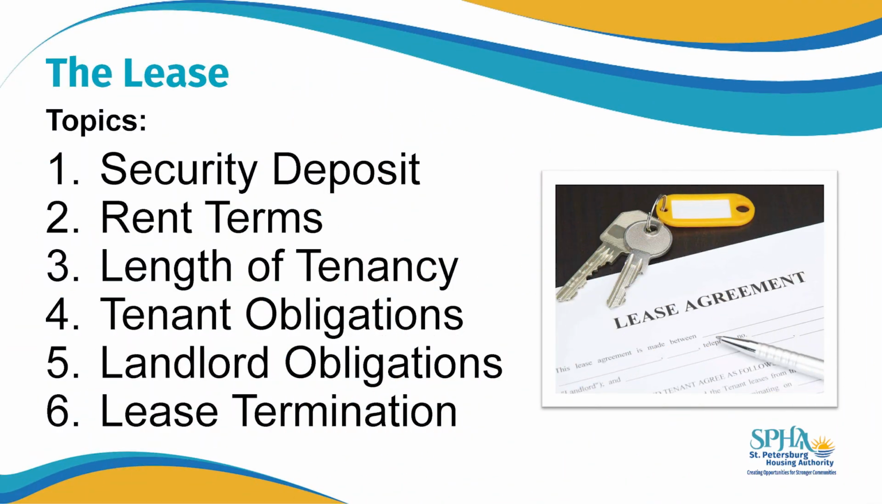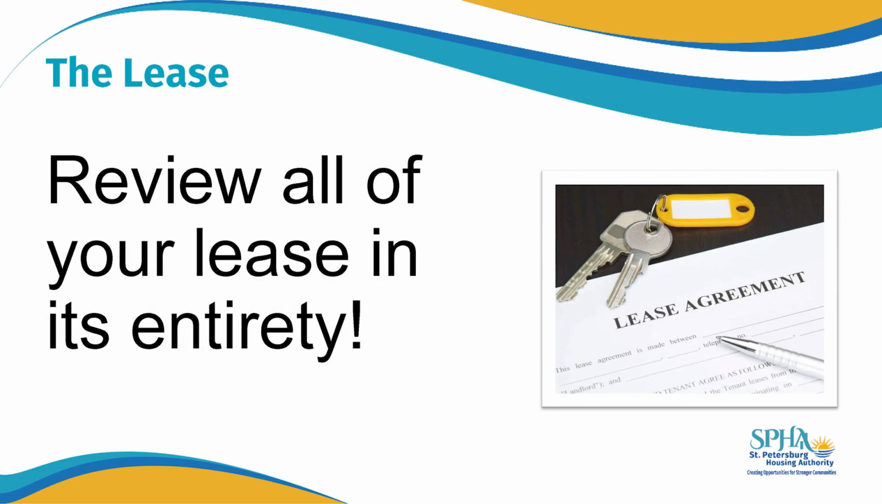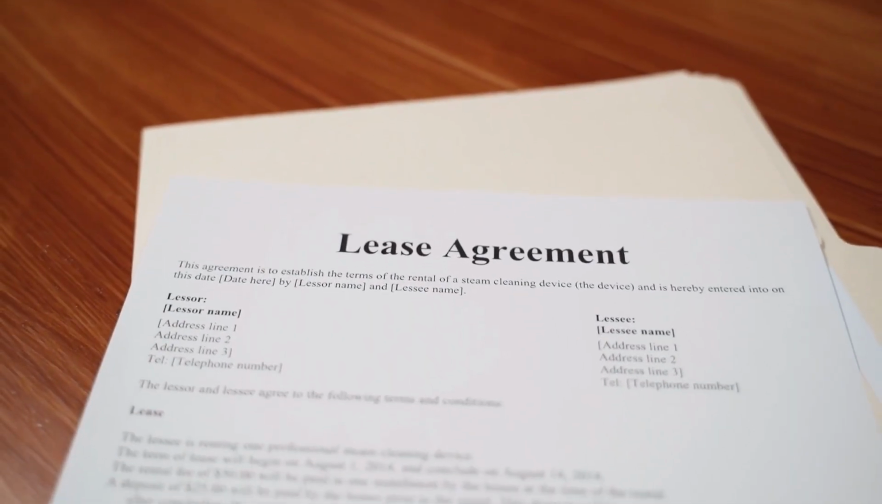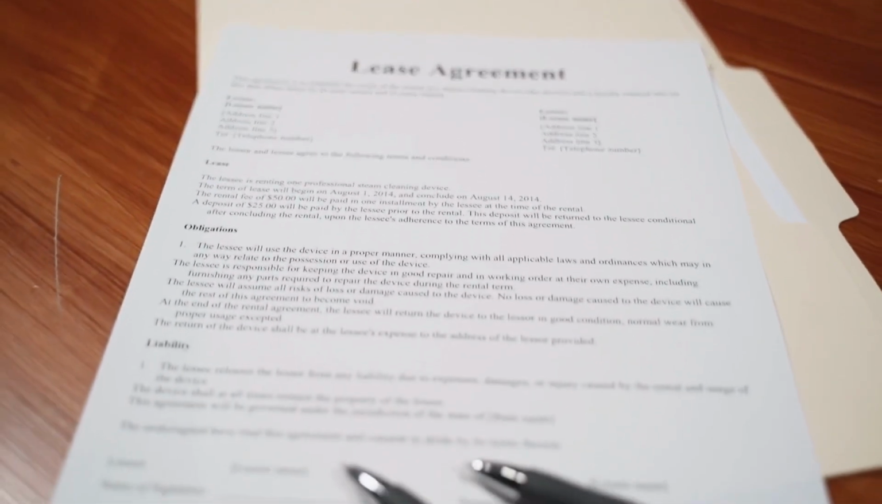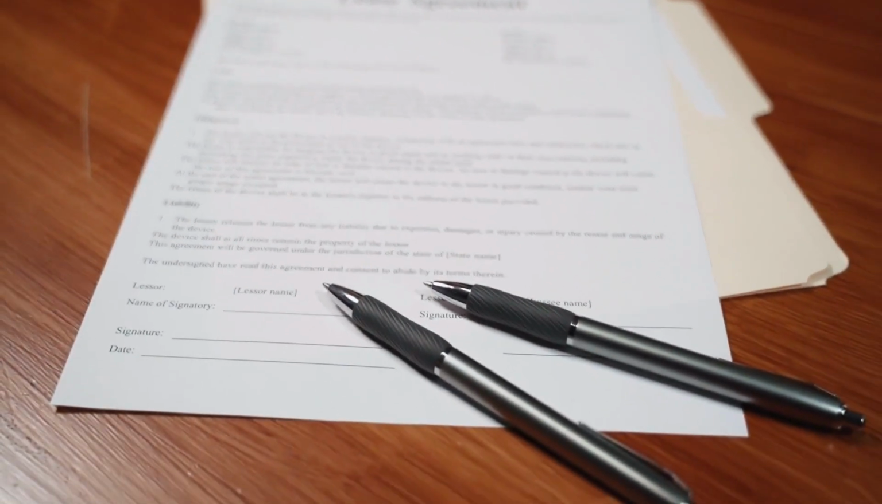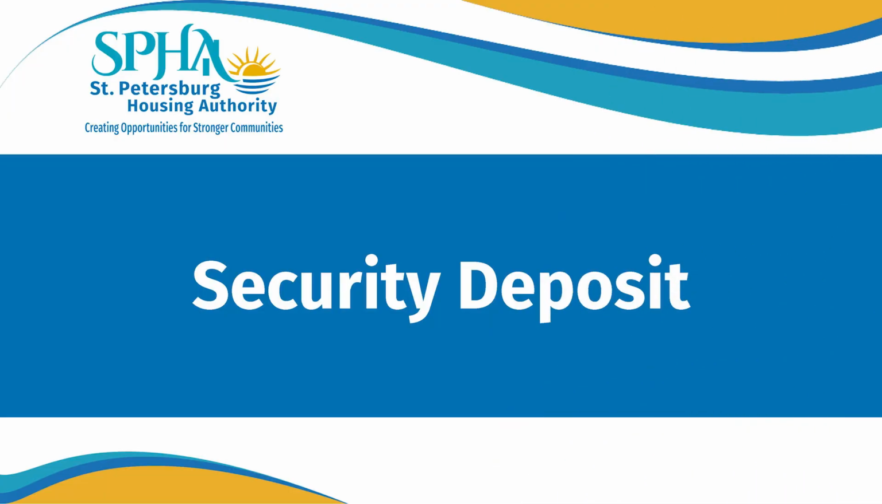We'll highlight some of the major topics during this orientation, including security deposit, rent terms, length of tenancy, tenant obligations, landlord obligations, and lease termination. However, please make sure you review all of your lease in its entirety. You are responsible for abiding by all of the elements in your lease, regardless of whether that topic is discussed in this video. Let's start off with your security deposit.